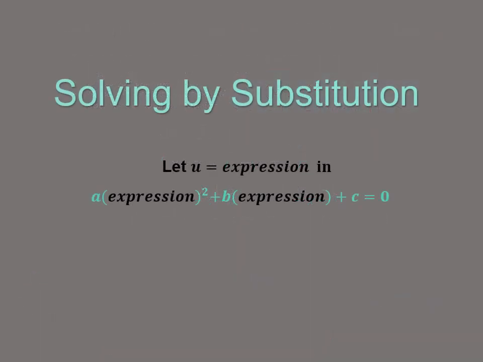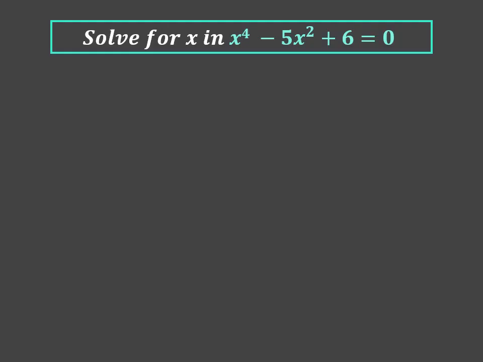Now solving by substitution, we need to use u or any kind of letter you want, and we're going to set it equal to the quantity attached to it. For example, let u equal x squared. So we have an equation x to the power 4 minus 5x squared plus 6 equals 0. So we're going to let u equal x squared. Therefore u squared equal x to the power 4.